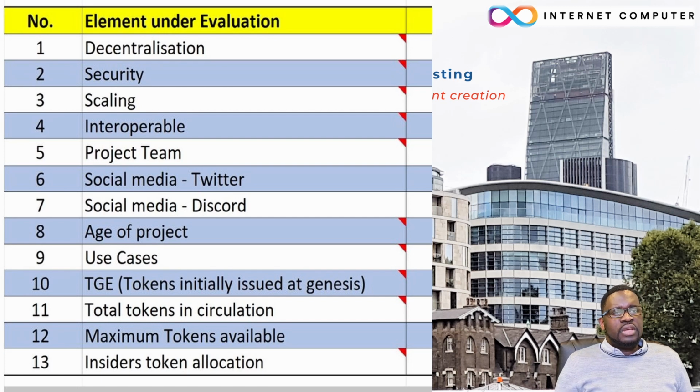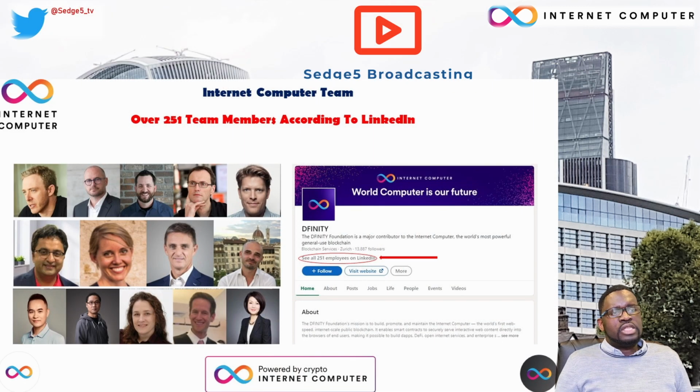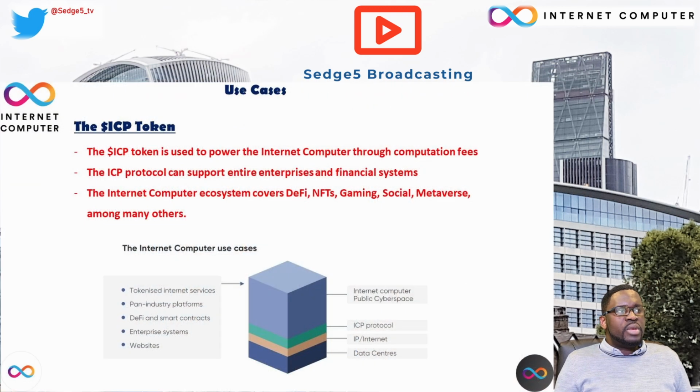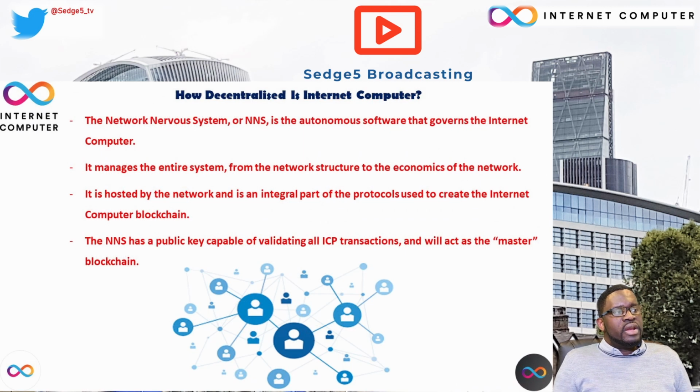Dfinity has over 251 team members spread across the globe. Use cases range from the ICP token being used to power the Internet Computer Protocol through computation fees. The ICP protocol can support entire enterprises and financial systems. The Internet Computer ecosystem covers areas such as decentralized finance or DeFi, NFTs, gaming, social applications, metaverse, among many others. When it comes to decentralization, the Network Nervous System or NNS is the autonomous software that governs the Internet Computer.